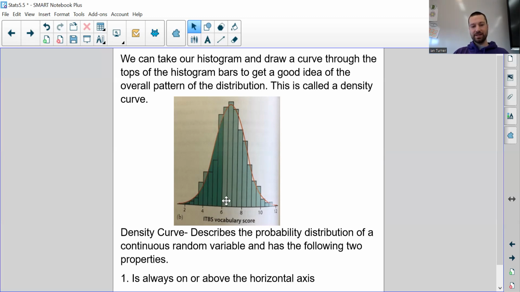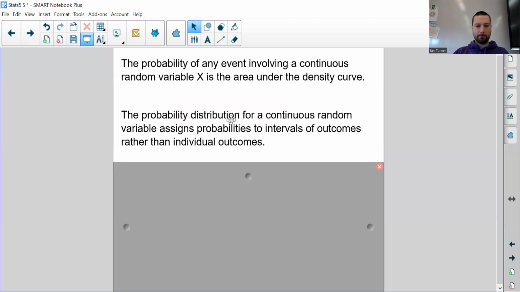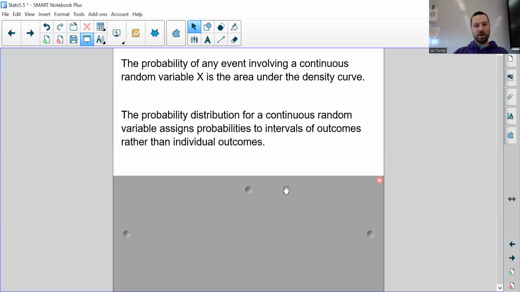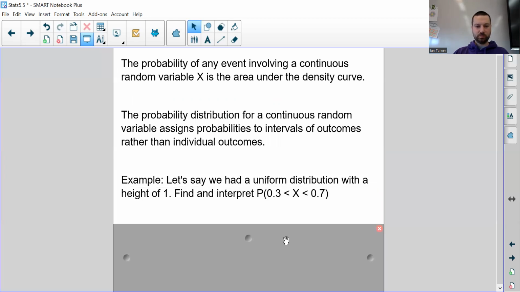I'm saying there's a group of kids that are between 6 and 6.5, basically. So we're looking at intervals of probability now. So let's say that this is, okay.